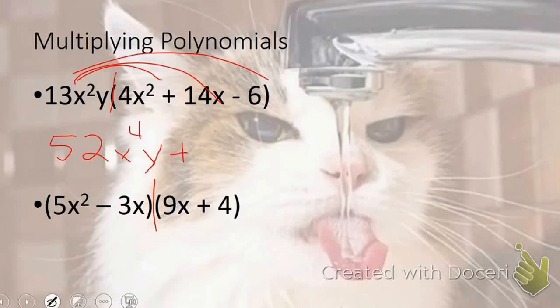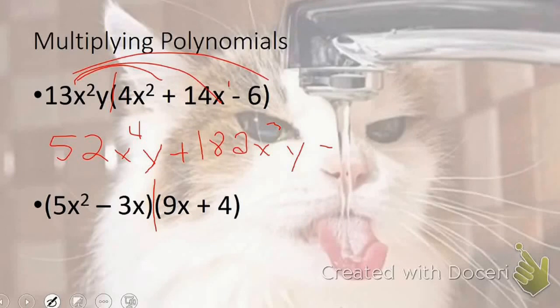Oh goodness, 13 times 14. That is a big number. So 13 times 14 gives us 182, I promise. And x squared times x, again, if you don't have an exponent there, you can add the imaginary 1. Keep the base, x, 2 plus 1 is 3. Again, there's no y here, so y to the first times y to the 0 is just going to be a y. And then we're just going to multiply 13 by 6.